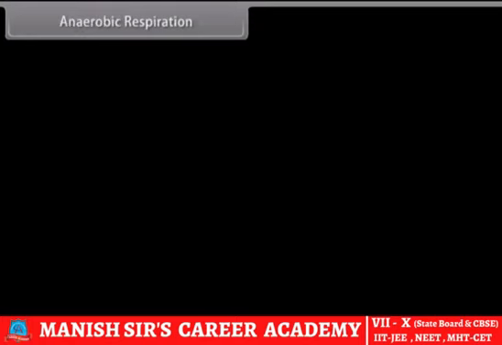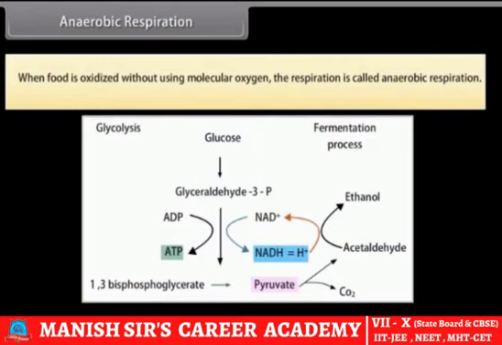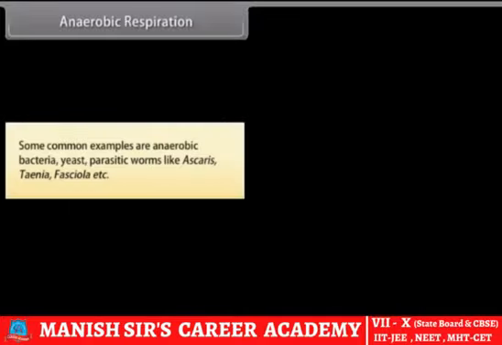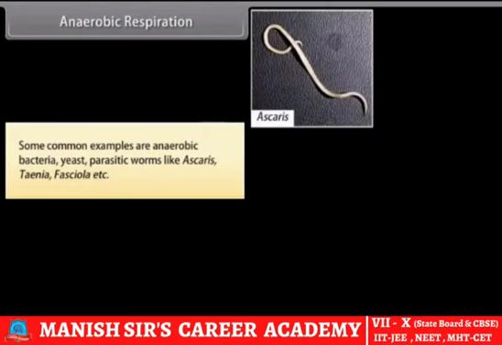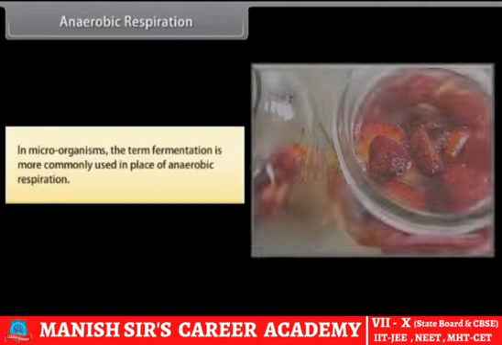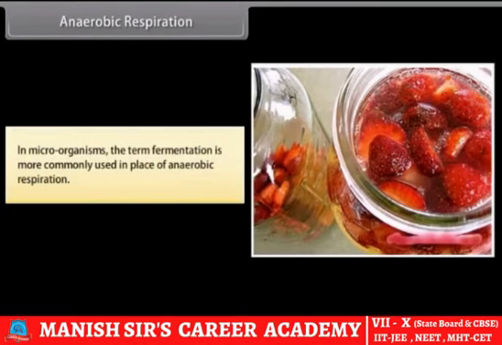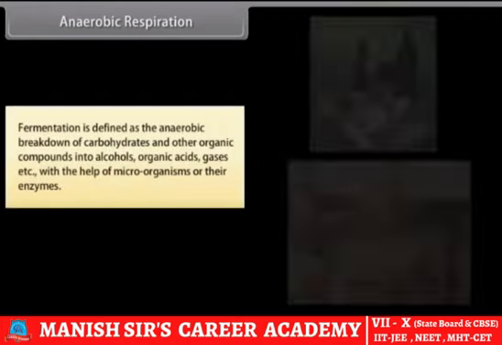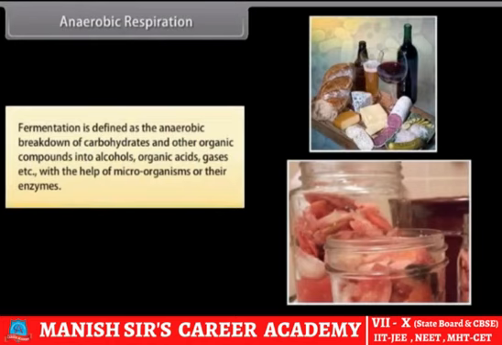Anaerobic respiration. When food is oxidized without using molecular oxygen, the respiration is called anaerobic respiration. Some common examples are anaerobic bacteria, yeast, parasitic worms like Ascaris, Taenia, Fasciola, etc. In microorganisms, the term fermentation is more commonly used in place of anaerobic respiration. Fermentation is defined as the anaerobic breakdown of carbohydrates and other organic compounds into alcohols, organic acids, gases, etc. with the help of microorganisms or their enzymes.